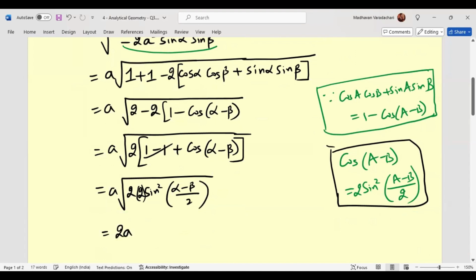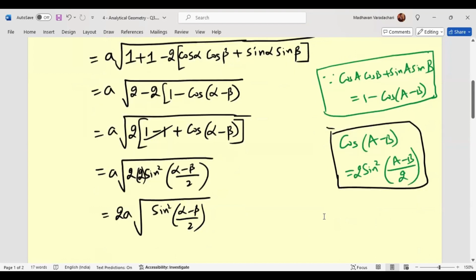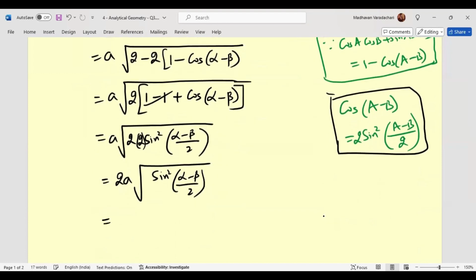It will become 2a root of sine square (alpha minus beta) by 2. Now we can apply square root. It will become 2a times modulus of sine of (alpha minus beta) by 2. Because it is distance, even negative value needs to be considered as positive value. So that is the solution for this particular question.